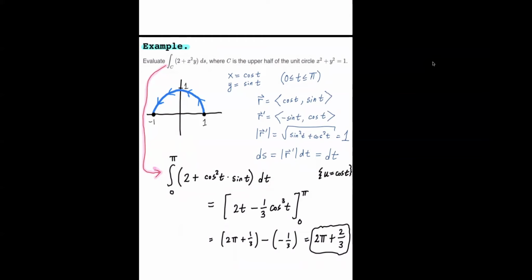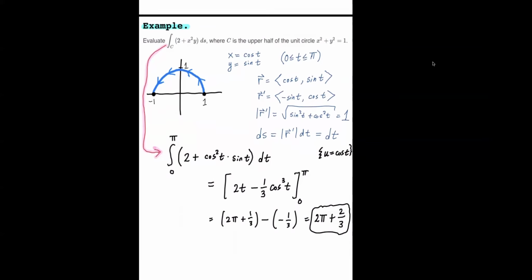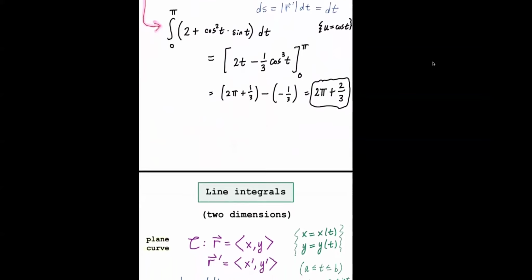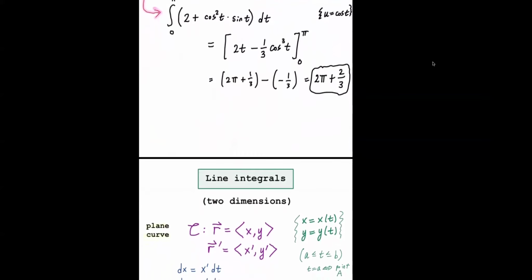So to evaluate line integrals, the main thing is just to parameterize the curve. Once you have the parameterization, you can convert a general line integral into an integral which can be evaluated by a computer. Now, there are other variants on this idea of a line integral, and I'll talk about that a little bit on this slide.